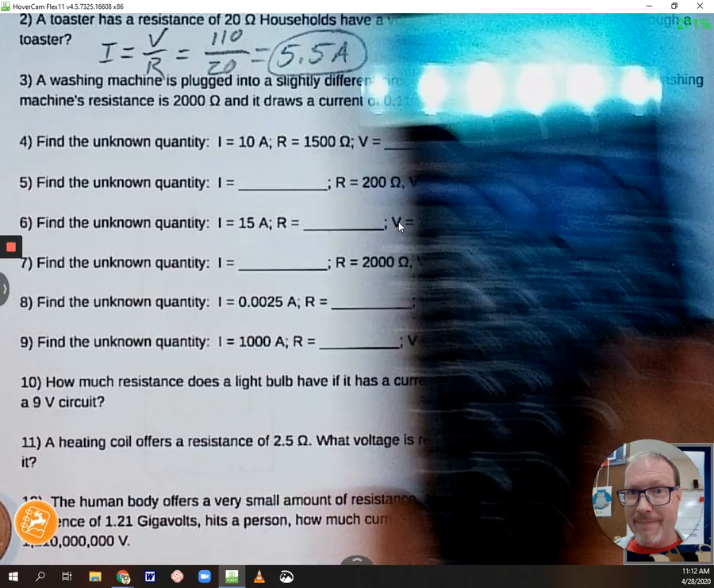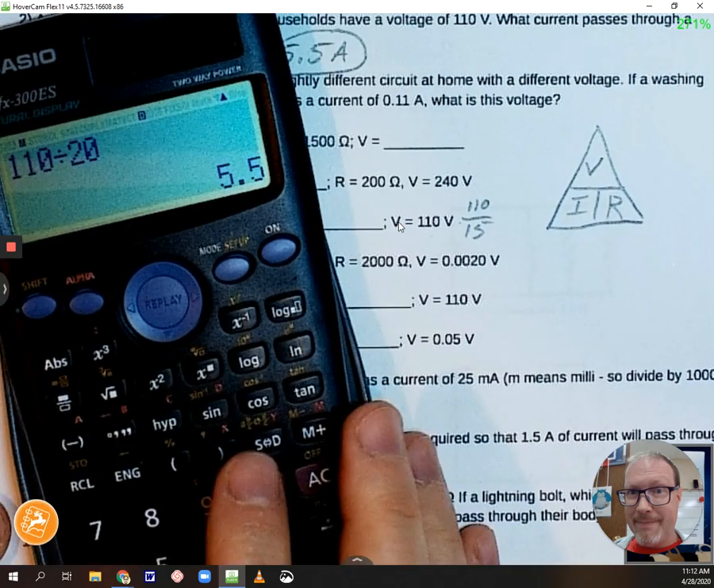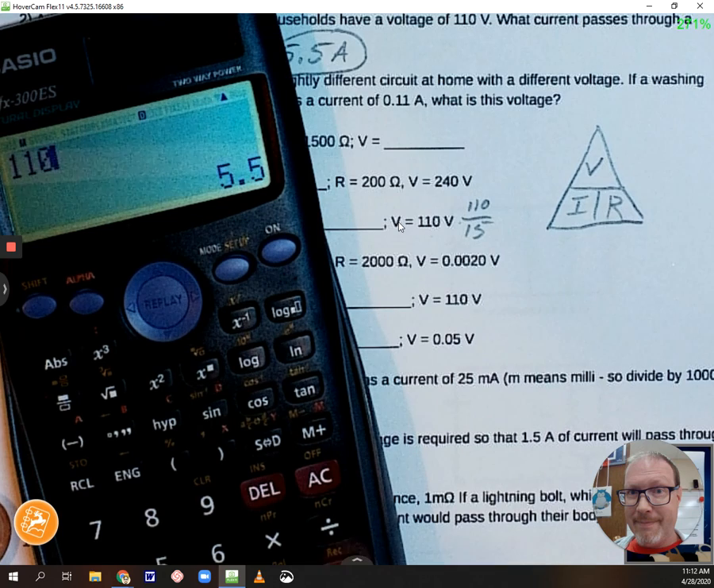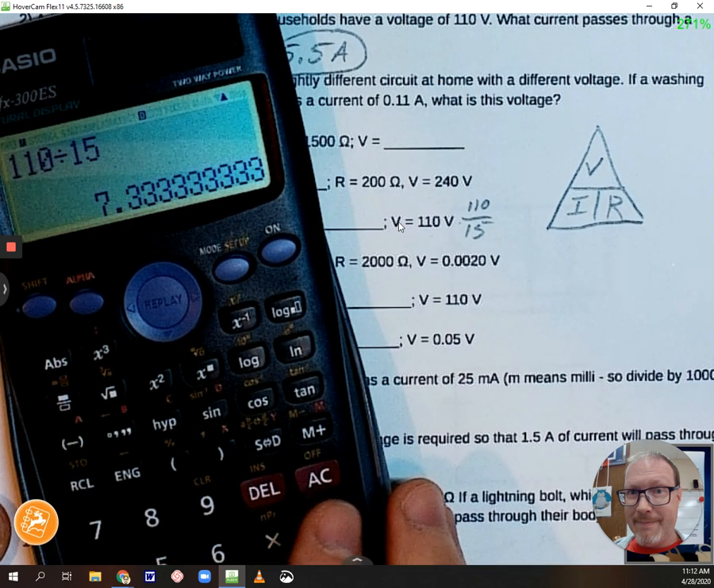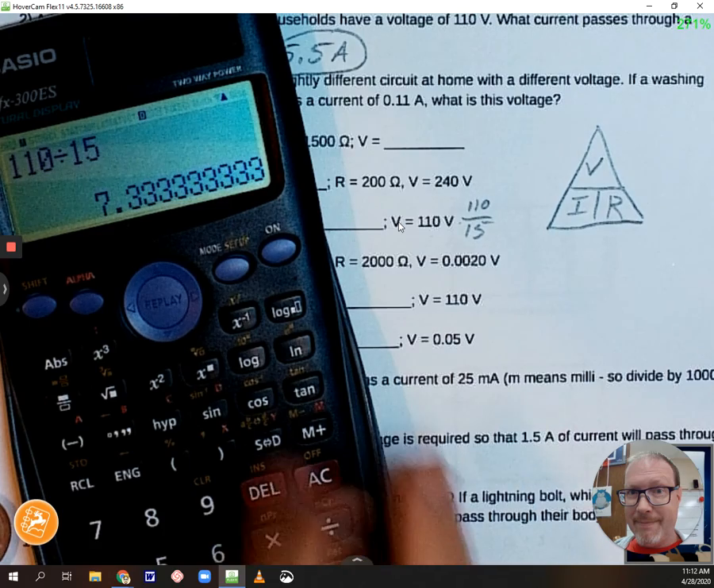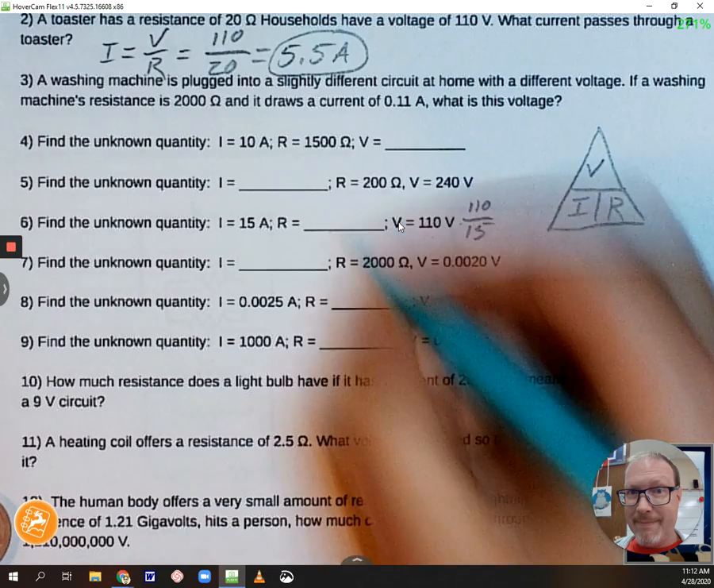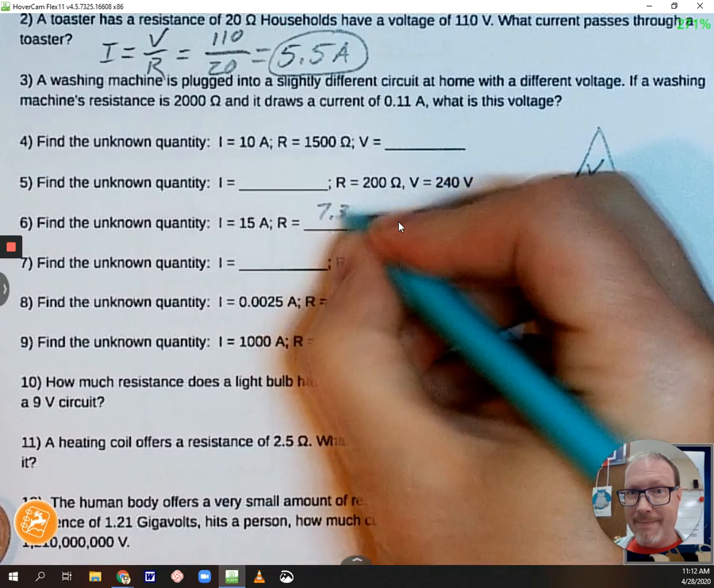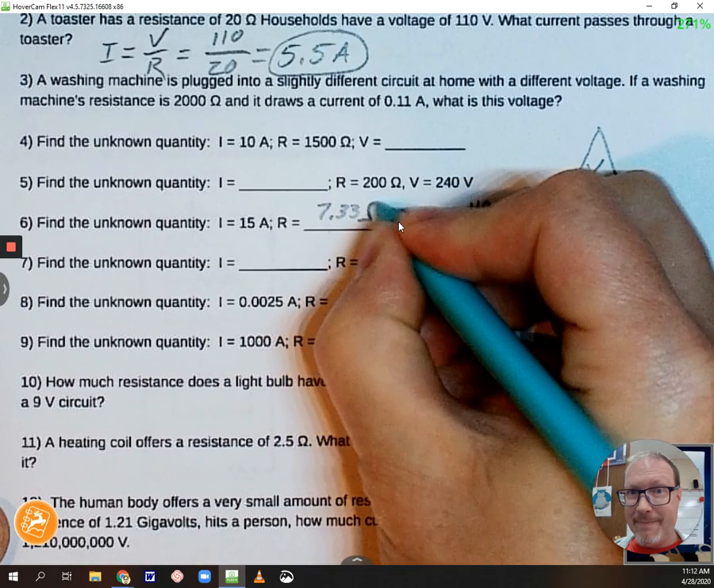Calculator. Here we go. So that gives us a resistance of 7.33 ohms. So 7.33 ohms.